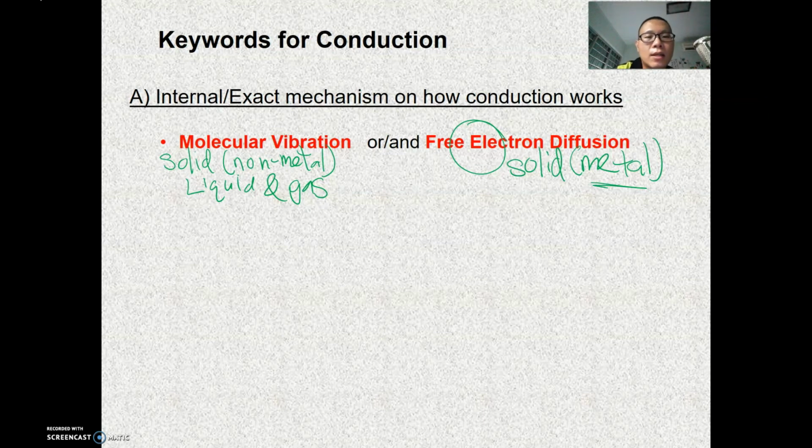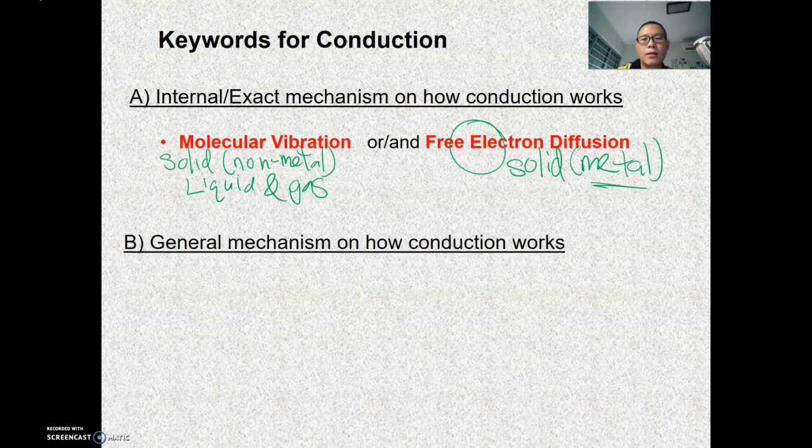The main process in solid matter will actually be free electron diffusion. So students, you really need to distinguish between the medium being used before you select the correct mechanism, and after that follow up with the correct explanations. There is another way the question might be asked.